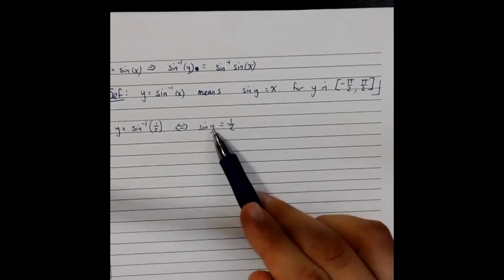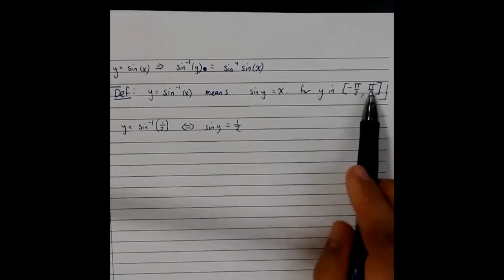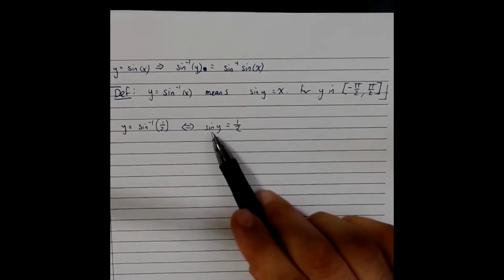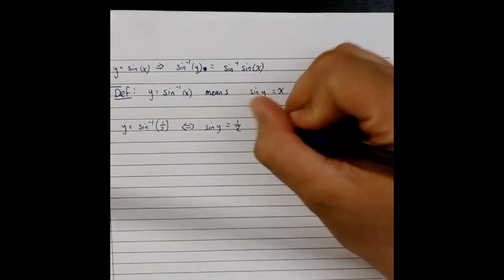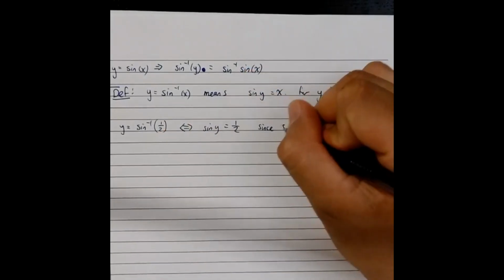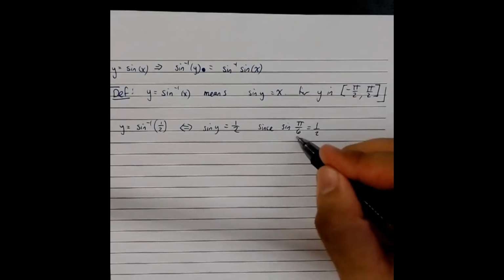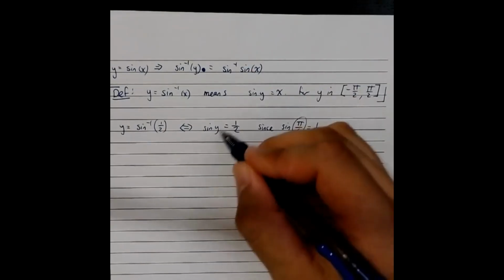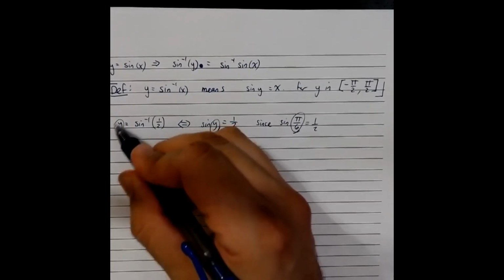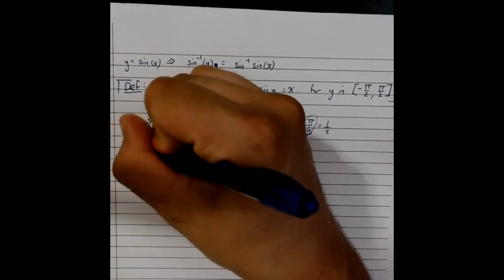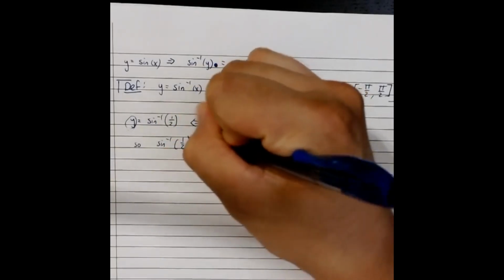So here, there's lots of numbers that make that true, but we want the one in here. Well, the only number in between here that gives the sine value of 1/2 is going to be pi over 6. Since the sine of pi over 6 is equal to 1/2, that means that this pi over 6 is that y, which means, by our definition, it's that y. So that means that the sine inverse of 1/2 is pi over 6.